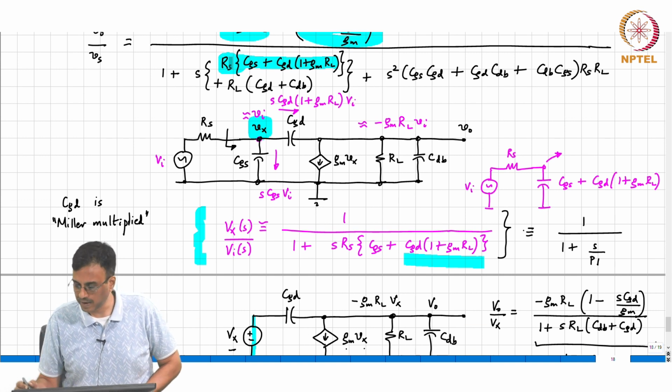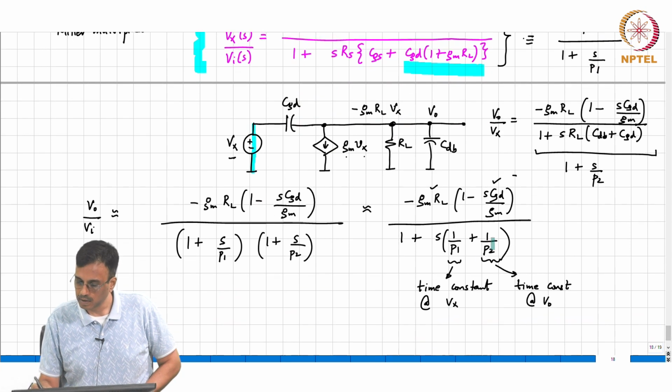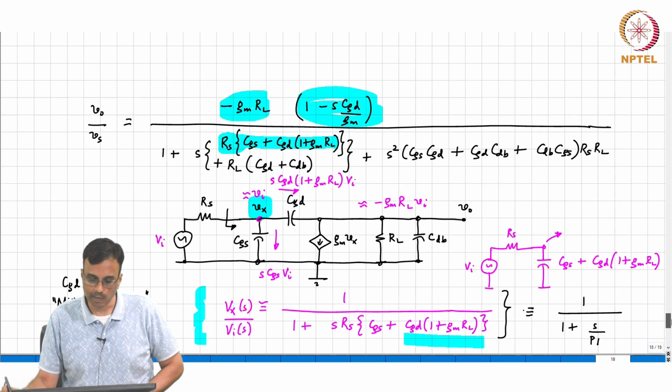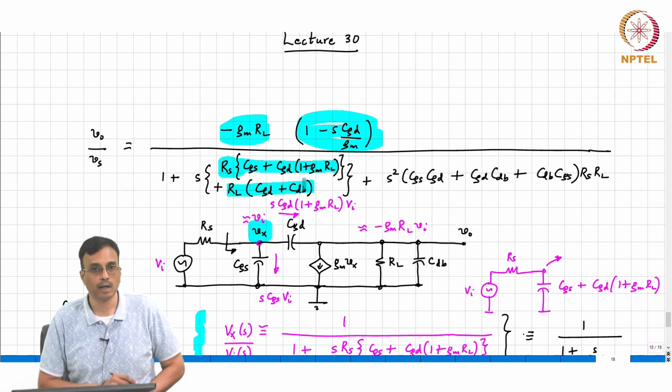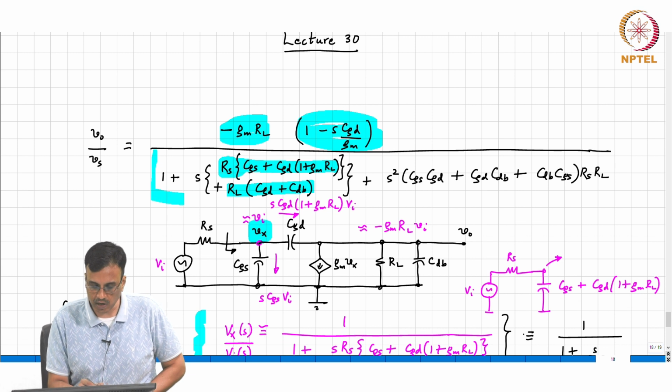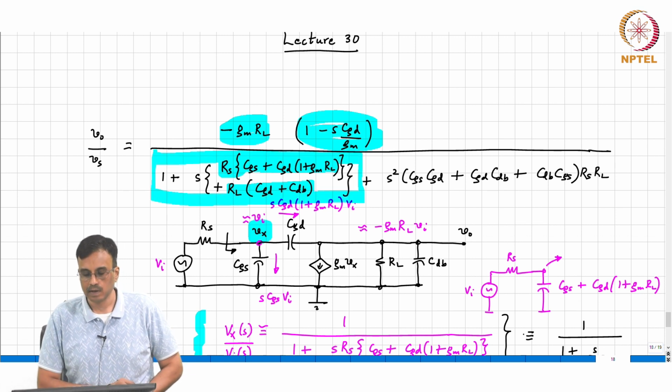What is the time constant at the second node? It is nothing but RL times (CDB plus CGD). So, that is the time constant at the second node. Alright. So, basically you can see that the first two terms make sense, right. There is intuition behind why these terms look the way they do.